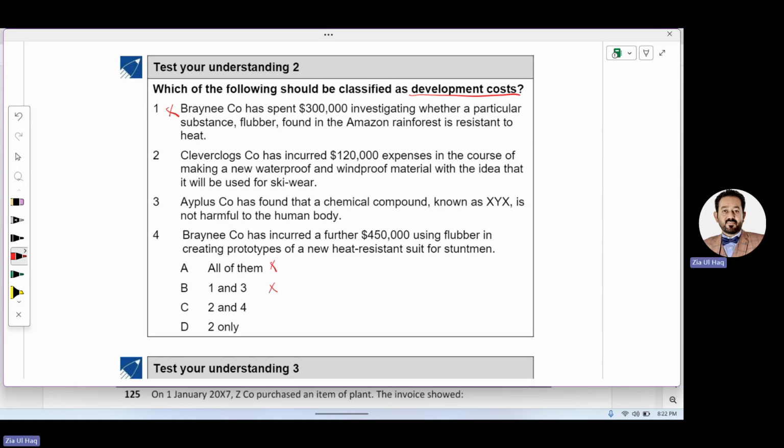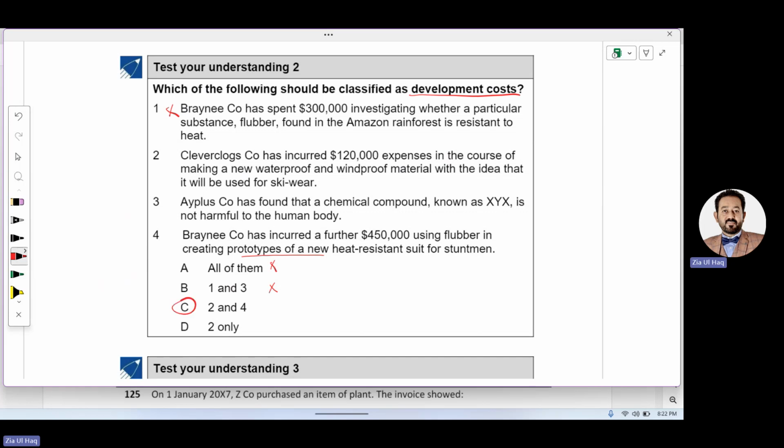This means 3 is also not. So now either only 2 or 2 and 4. So just move straight away to 4, whether option C or D. Briny company has incurred a further 450,000 using flubber in creating prototypes. Prototype means sample of a new heat resistant suit for stuntmen, meaning they have a product. So this means 4 is meeting, option C.